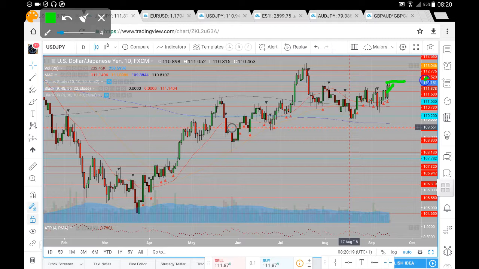for a true test of that 112.15, previously a high from which we did see a bit of a pullback down towards that 109.80. If we are successful and beyond that, from a daily chart perspective, we're looking for a move up towards that 113.04 here on the US dollar Japanese yen.